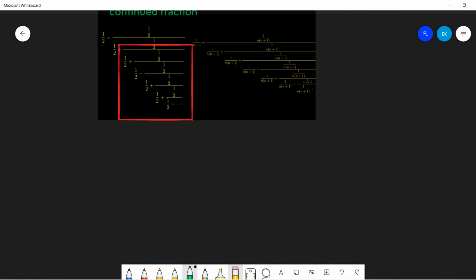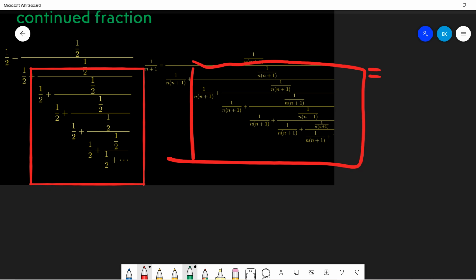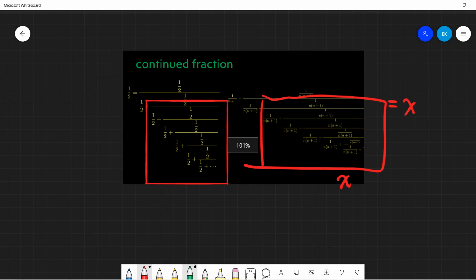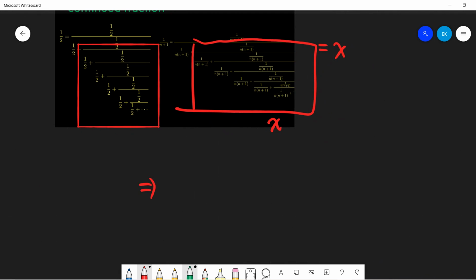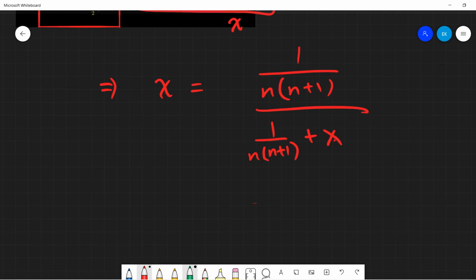Okay, so let's see the more general result. This general result says that the continued fraction 1/(n + ...) equals 1/(n + 1), and similarly n/(n(n+1) + ...) equals 1/(n+1). The proof idea is the same, right? We look at this part and say this is x, and then this is also x. So we are solving x equals n divided by n plus 1 divided by something plus x. Okay, so let's solve this.